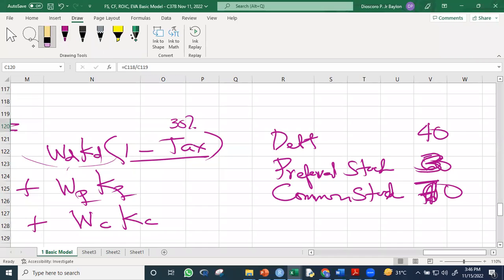Ayusin ko nga kasi mukhang malabo yung ano ko, no? Okay, so we have preferred stock.